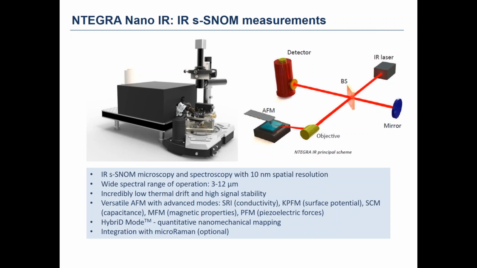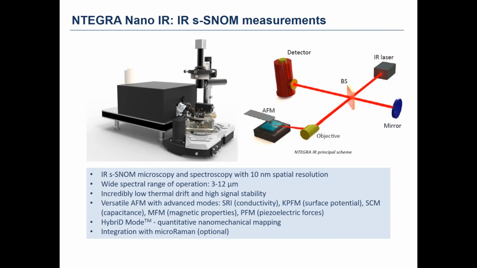The system actually consists of two parts. First, the AFM, and second, the microscope interferometer, its optical part that allows us to measure the backscattered light, then analyze it, and then get the data about the complex dielectric permittivity of the sample.